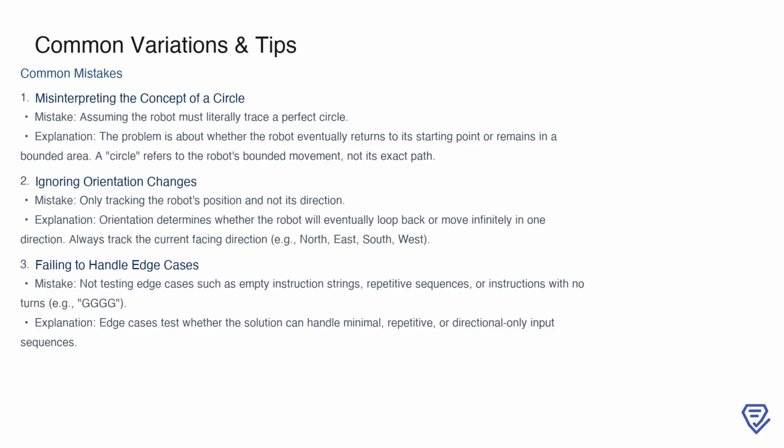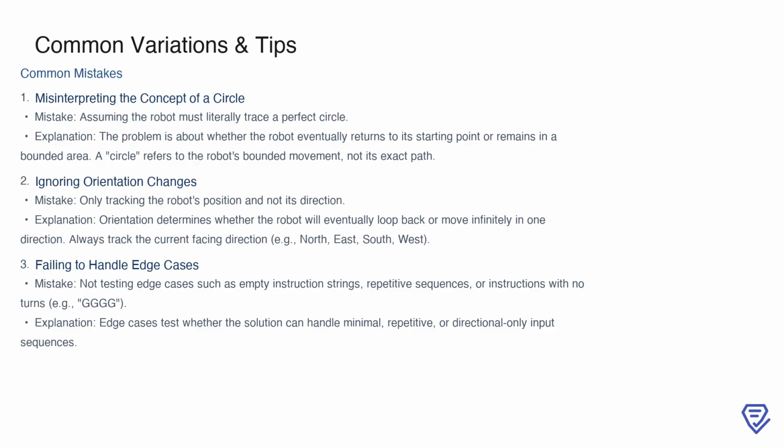When tackling this problem, there are a few common mistakes to be aware of. First, many people misinterpret the concept of a circle, assuming the robot must physically trace out a perfect circular path. However, the term circle here simply refers to whether the robot's movement is bounded, meaning it either returns to its starting point or remains confined within a limited area. The actual path may look more like a square, zigzag, or another shape.